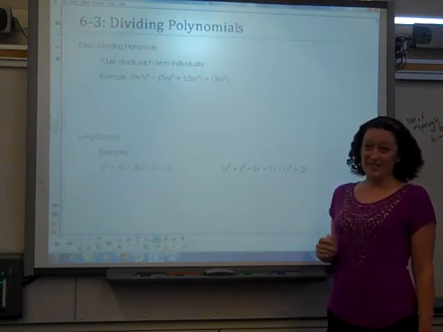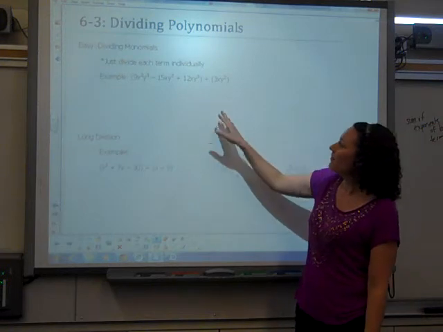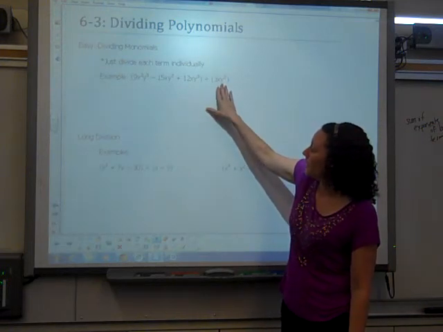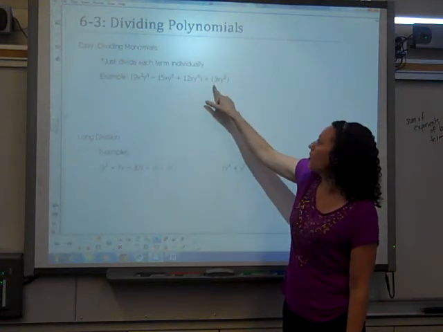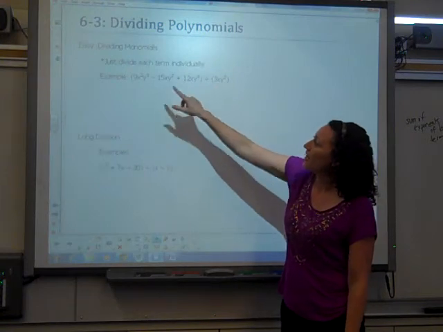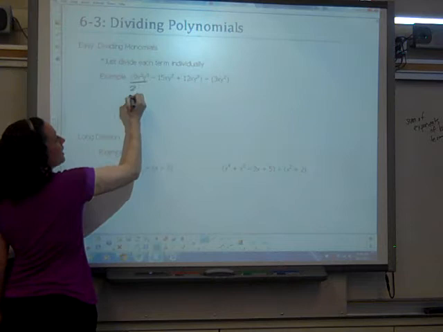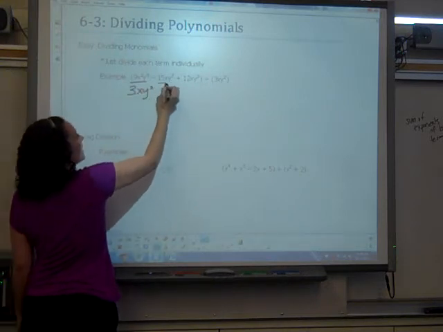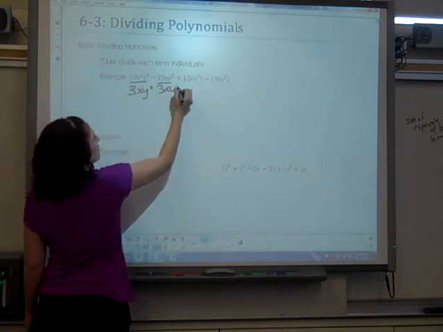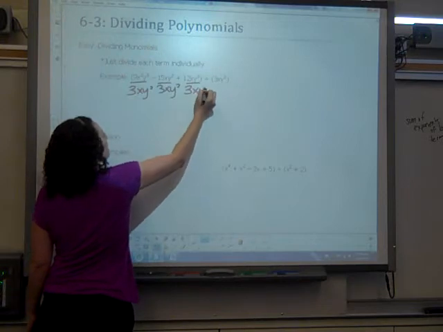Let's start with the easy stuff. I like it when it's nice and easy, because if I'm dividing by a monomial versus a binomial, monomial meaning a single term, I just divide each term individually. So I literally can just take that term, put it underneath each single one, and simplify each fraction individually. It makes life so nice.